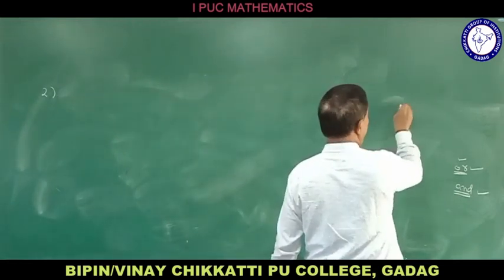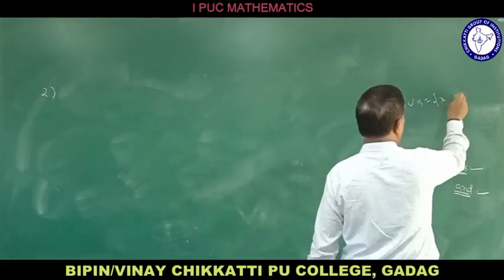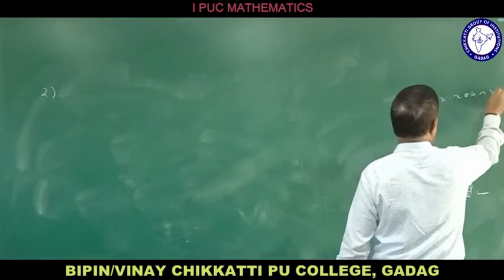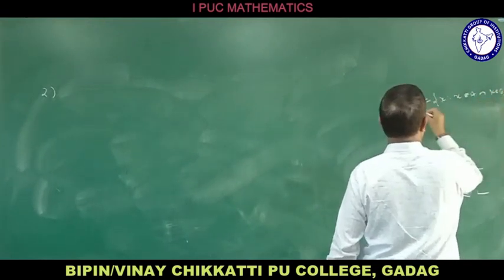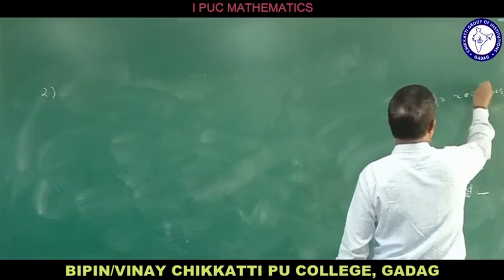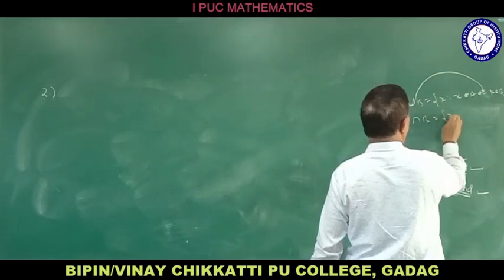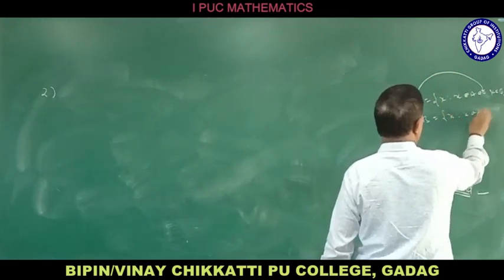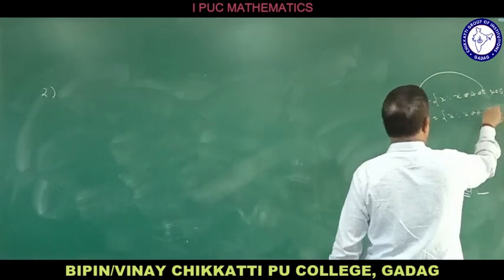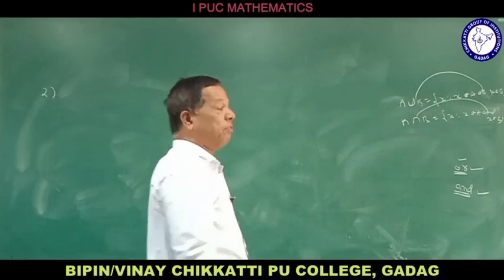What definition have we written? A union B is {X such that X belongs to A or X belongs to B}. This is the definition. So "or" means union. Like that, A intersection B means {X such that X belongs to A and X belongs to B}. So "and" refers to intersection. That is the point you have to follow.